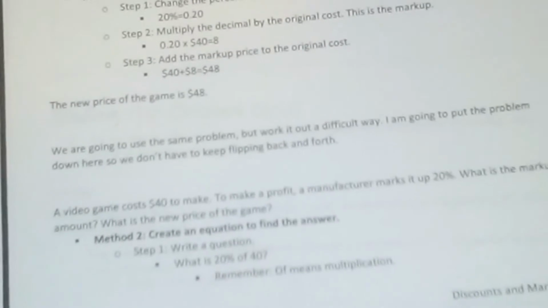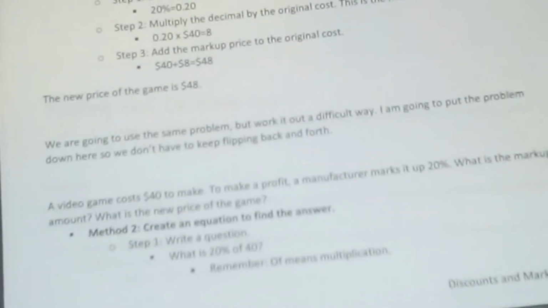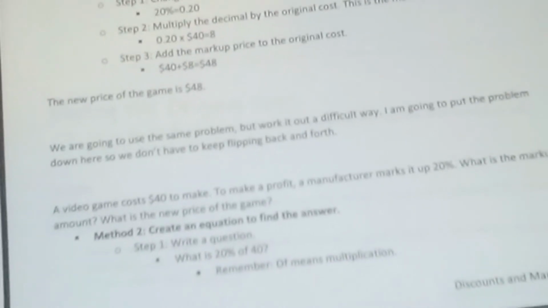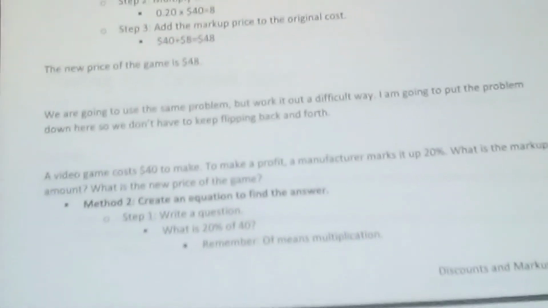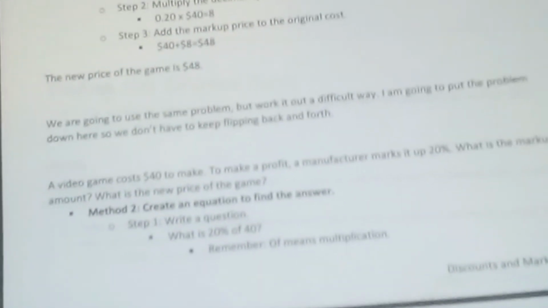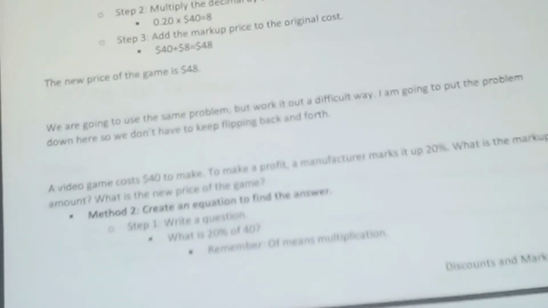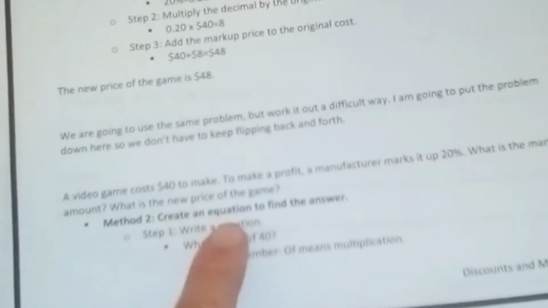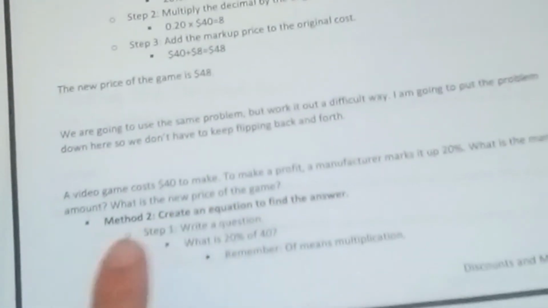So we are going to use the same problem, but work it out in a different way. I am going to put the problem down here so we don't have to keep flipping back and forth. A video game costs $40 to make. To make a profit, a manufacturer marks it up 20%. What is the markup amount? And what is the new price? So method 2, create an equation to find the answer.